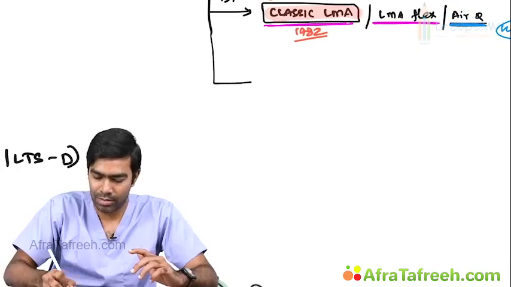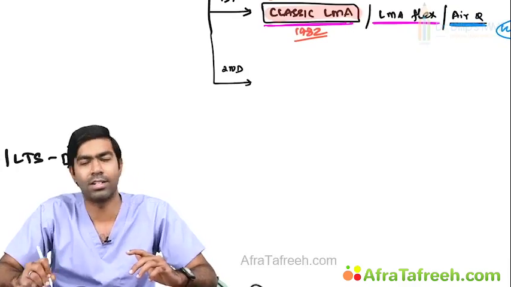That's called an AirQ device. That is called a cuffless device. And then you enter the second generation laryngeal mask airways.